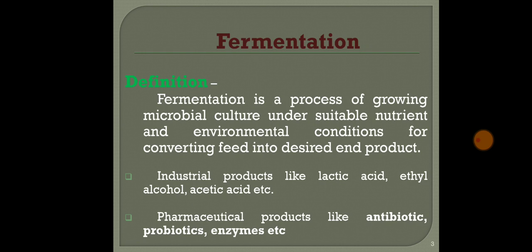A well-known example of fermentation is converting milk into curd. In this, milk acts as a feed and curd acts as the desired end product, where you are using a microbial culture called Lactobacillus acidophilus. Like this, various industrial products like lactic acid, ethyl alcohol, and acetic acid are produced. Various pharmaceutical products are also prepared, like antibiotics, probiotics, enzymes, etc.